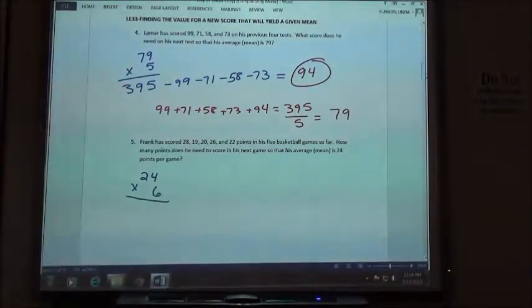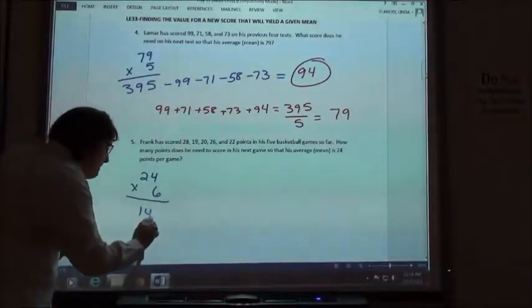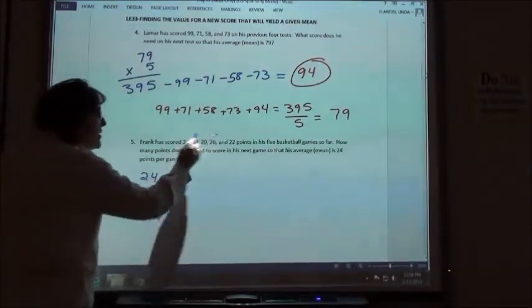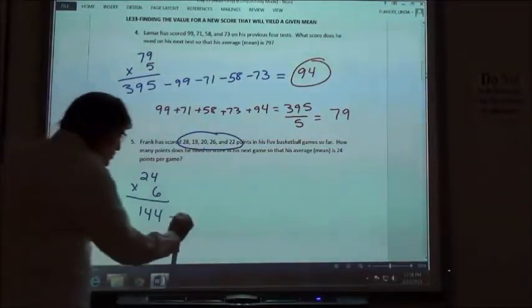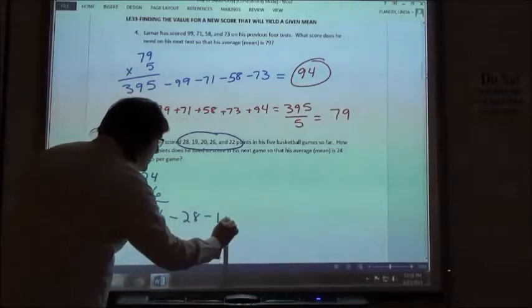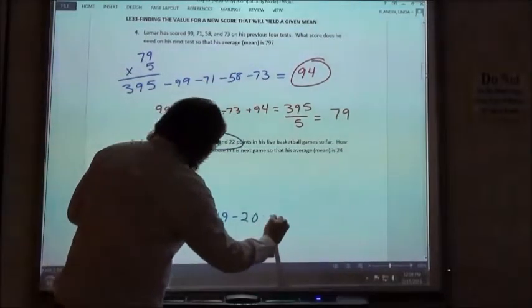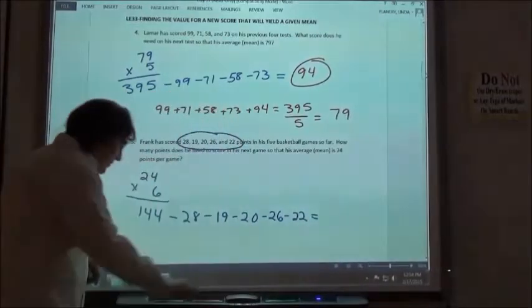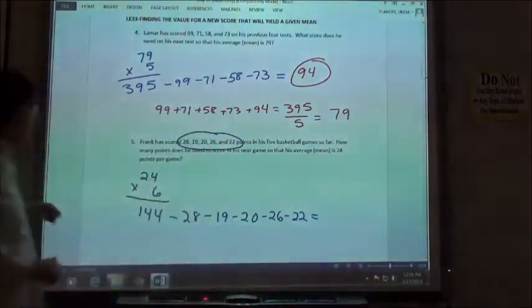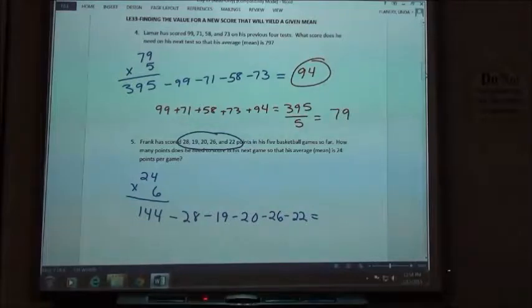So if I got 24 points per game for all 6 games that I played, how many points would I need to have? 144. Now, he already played some games. We can subtract off the points he has already scored. So subtract off our 28, subtract off 19, subtract off 20, subtract off 26, and subtract off 22. That should then give us what we need for our last game.